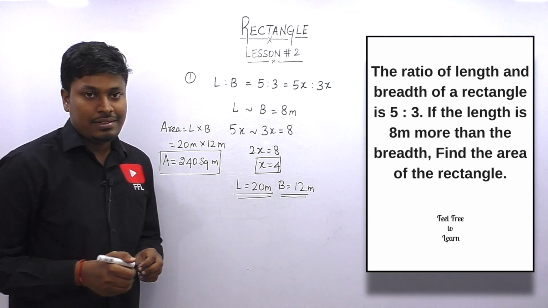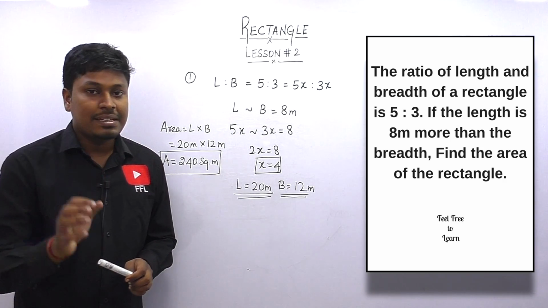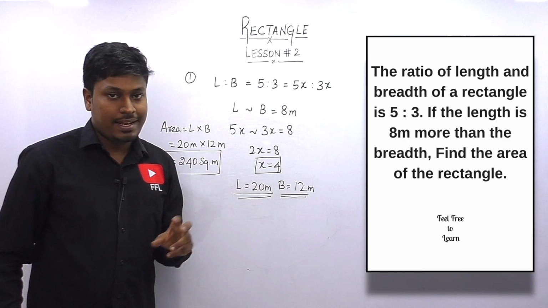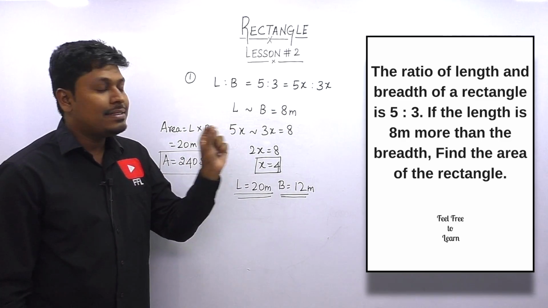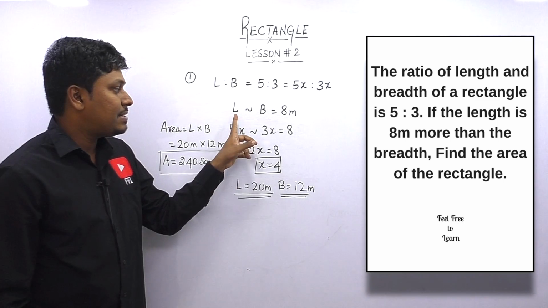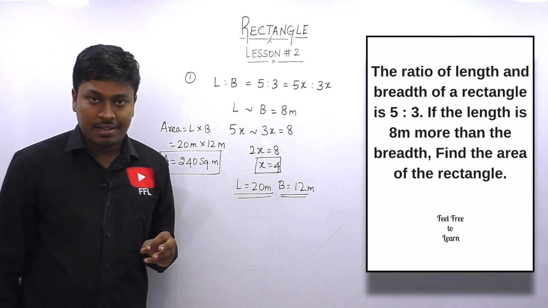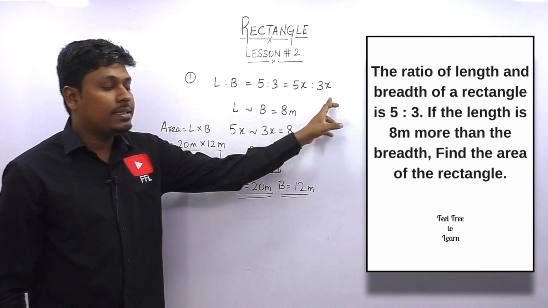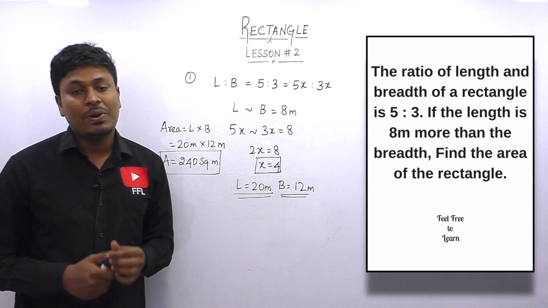It's a simple question. Understood the concept? They have given the length and breadth in the ratio 5:3. So initially we have taken it as 5x and 3x. And the second data they have given us is that length is 8 meter more than the breadth. So we can say the difference between length and breadth will be 8 meter. So after solving it, we got the value of x. Then we found what the length and breadth are, and finally we found the area of the rectangle.